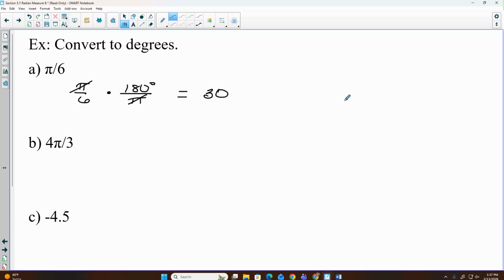All right, if I write this, my answer is wrong. Why? You do radians. 30 degrees and 30 radians are not the same. All right, so 4 pi over 3. If I want that in degrees, we multiply by 180 over pi. Pi's cancel. So we have 4 times 180 divided by 3, and we get 240.